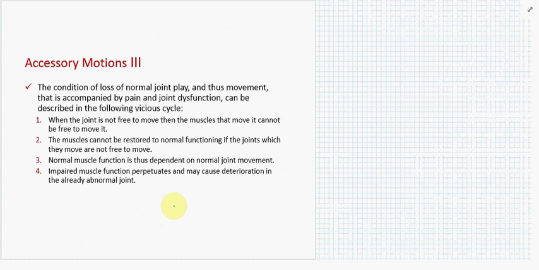That's one of the reasons why we emphasize flexibility and the ability to train it emphatically, to make sure that you have normal range of motion present in all your joints. So when you have impaired muscle function, it tends to perpetuate and cause further deterioration in an already abnormal joint. Okay, so key here is to train flexibility and make sure that you have normal muscular function and joint function.